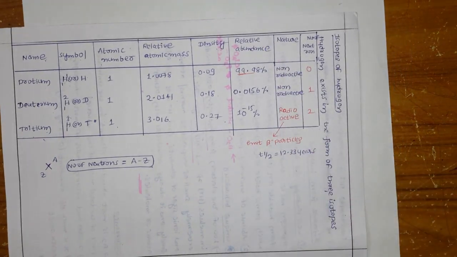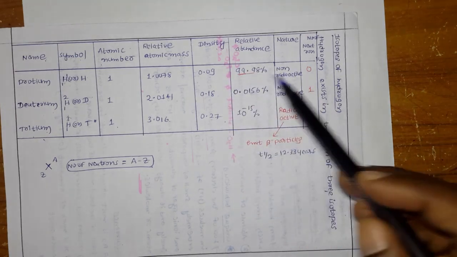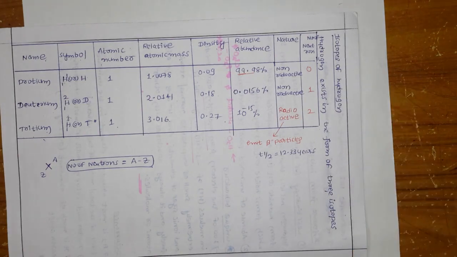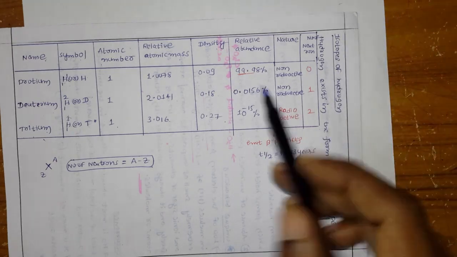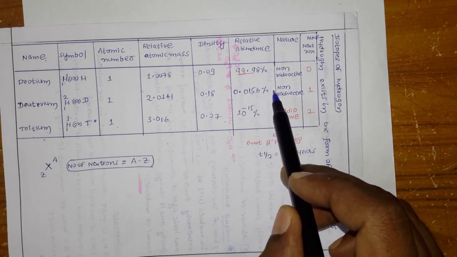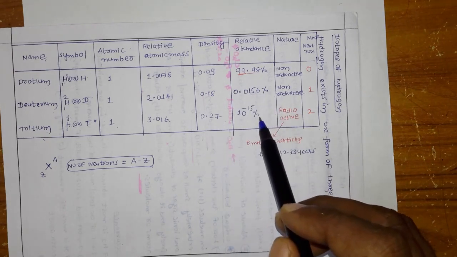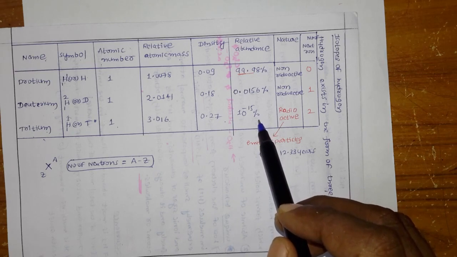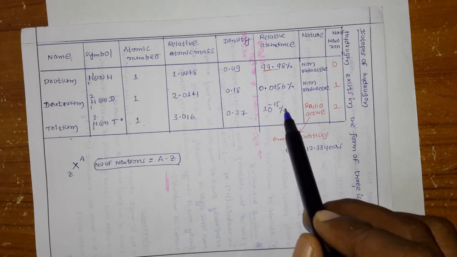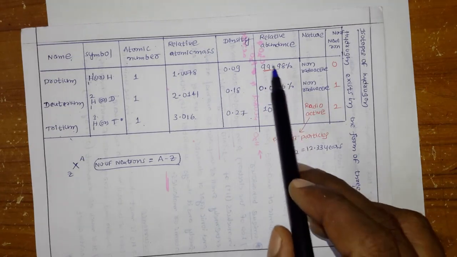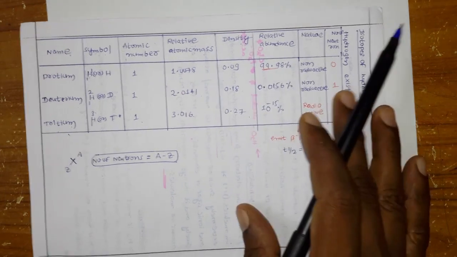Next, come to the relative abundance in nature. When you talk about relativeness, you can see the total is 100%. The total available hydrogen in nature is 100%. In that 100%, 99.98% is protium, 0.0156% is deuterium, and a very trace amount, 10 to the power of minus 15%, of tritium is available in nature. So what you can understand is that most of it is protium.